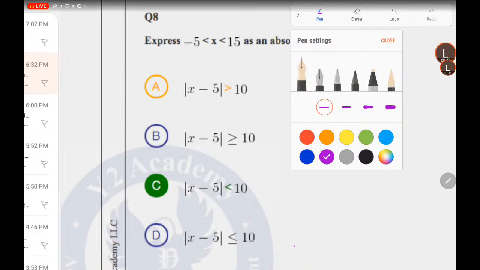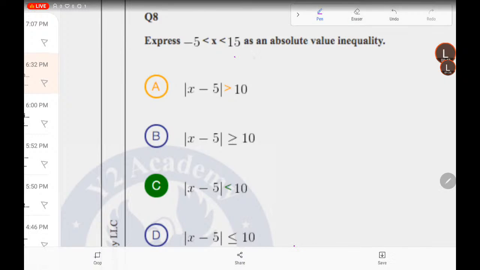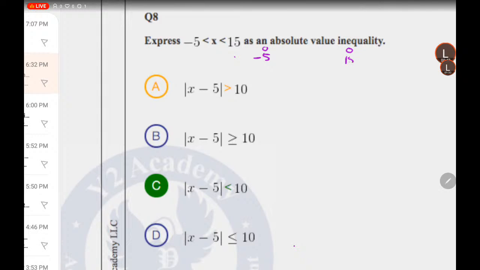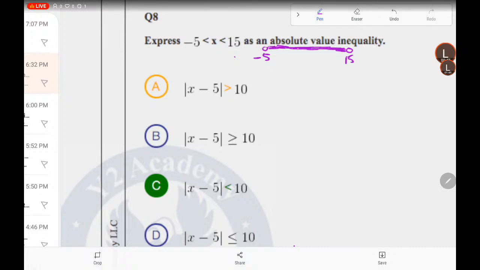So let's look at this in a number line. We have -5, and then we have +15. Seeing what this looks like on our number line is actually key to knowing how to write the absolute value inequality that goes with this. That's why I'm drawing it out for you.